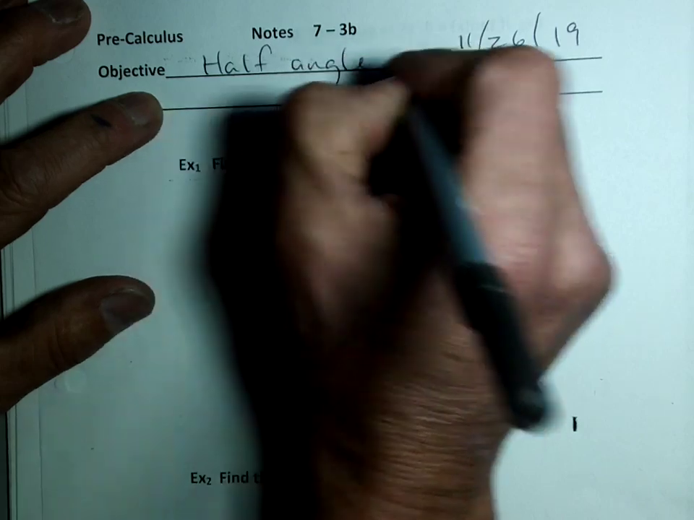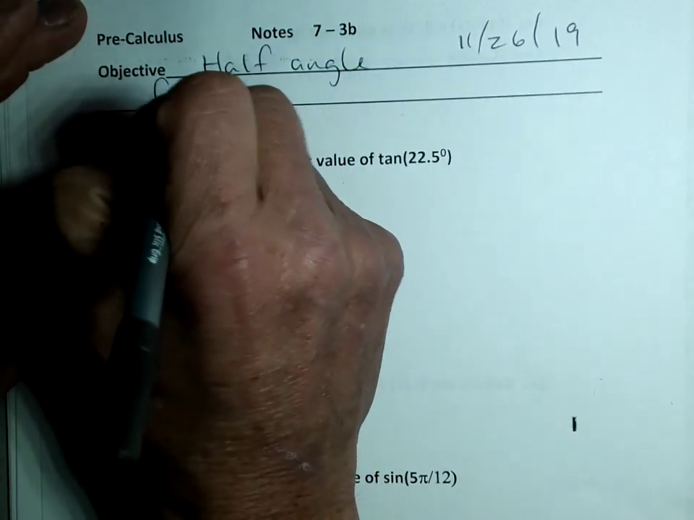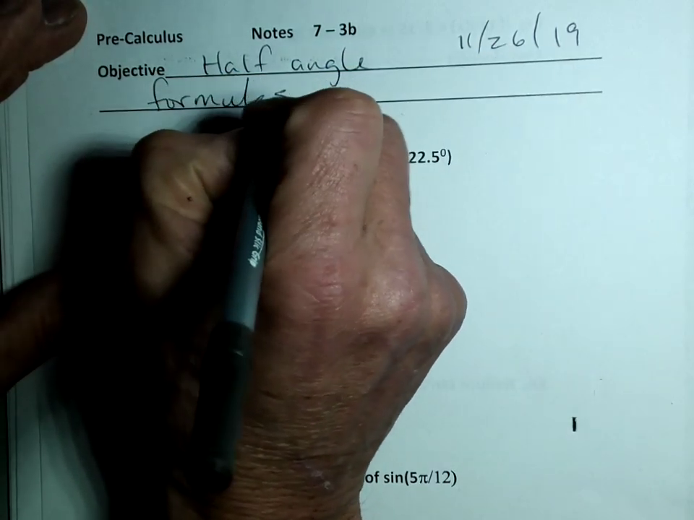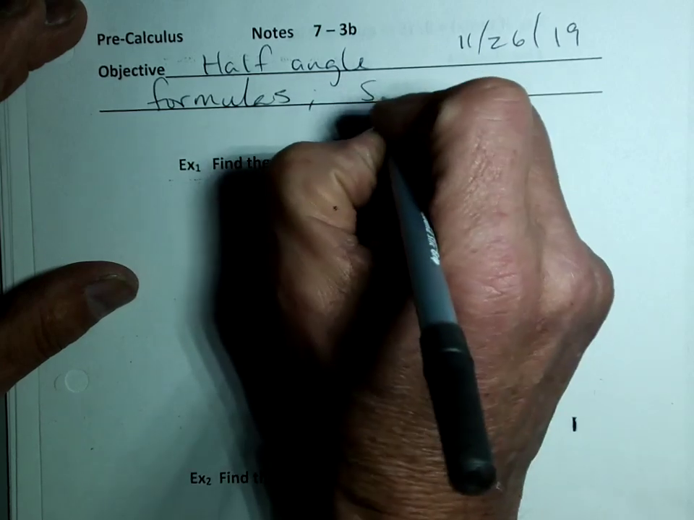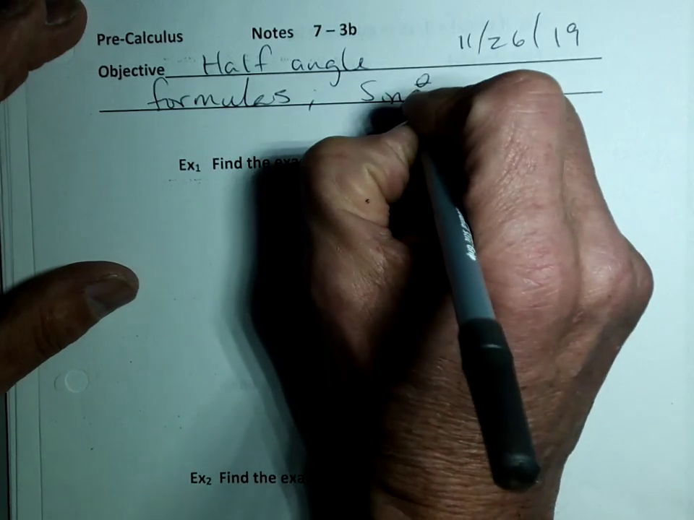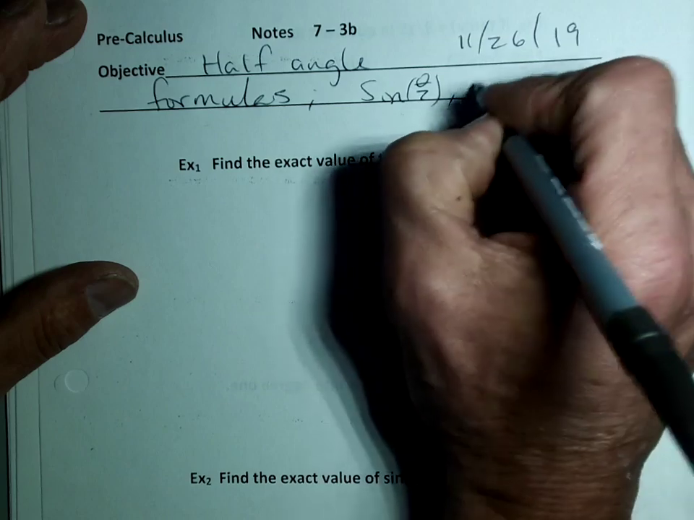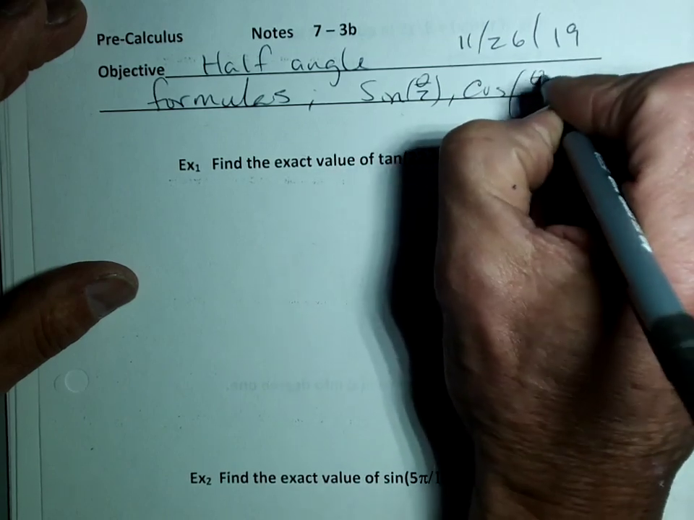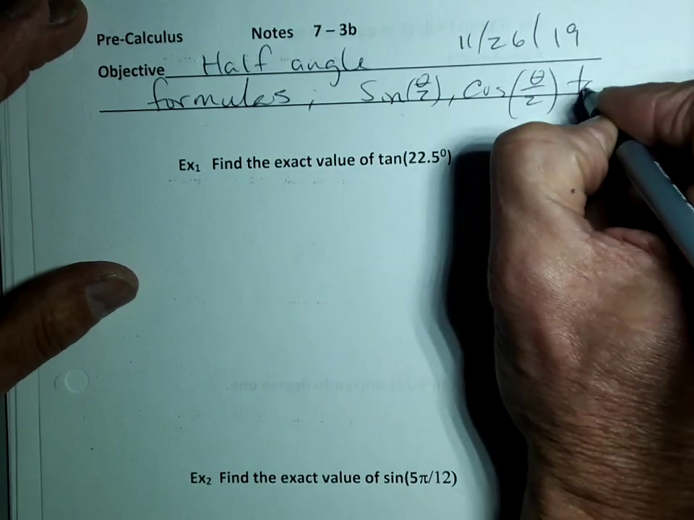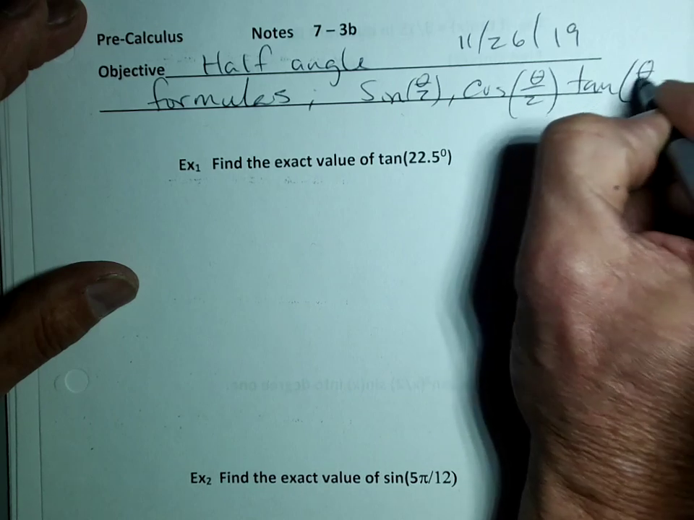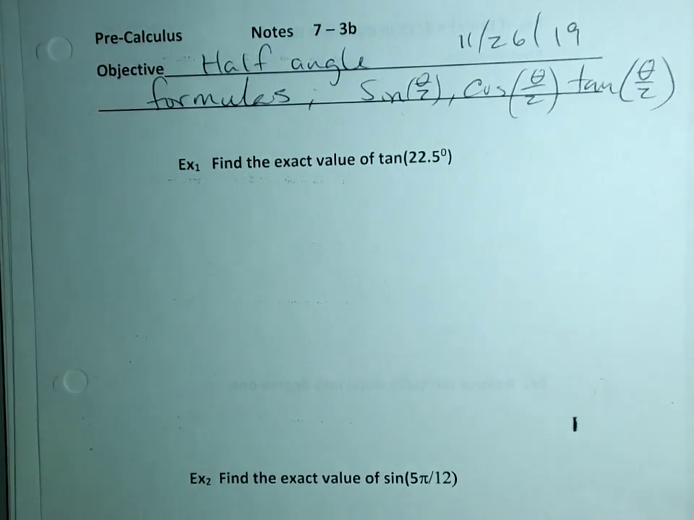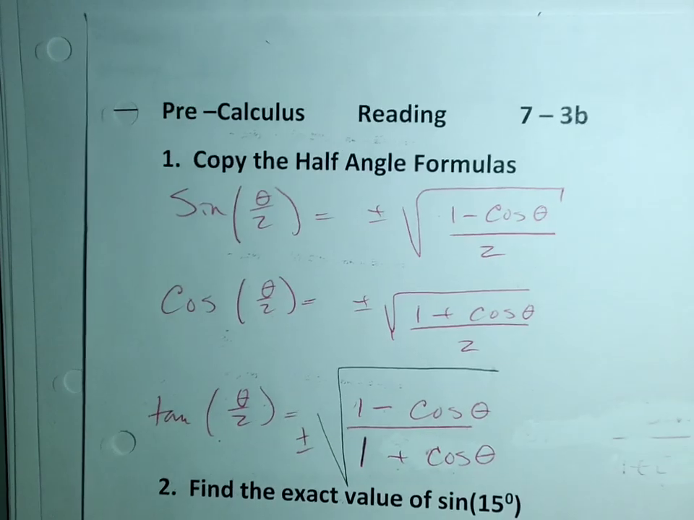Okay, so today we're talking about half angle formulas for sine theta over 2, cosine theta over 2, and for tangent theta over 2. Okay? Now, we've got our notes, we've got our identities, so we're going to need those. The identities I just gave you, we're going to actually use those identities to do the lesson.